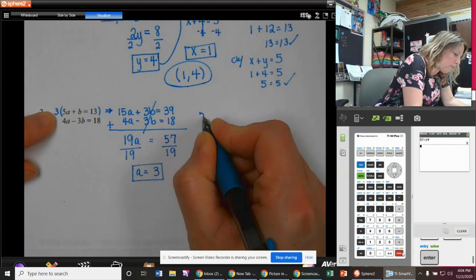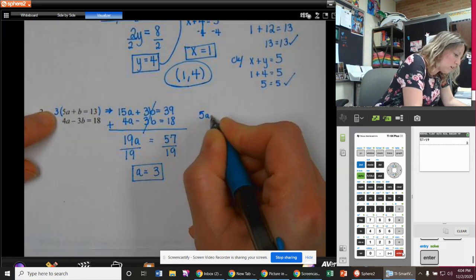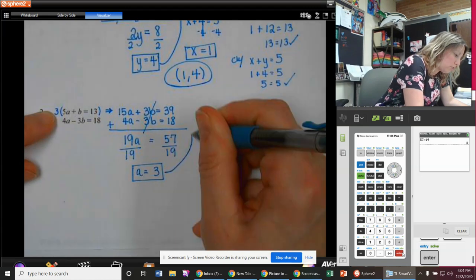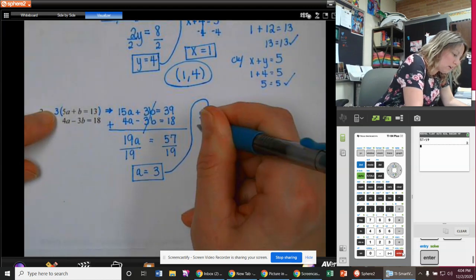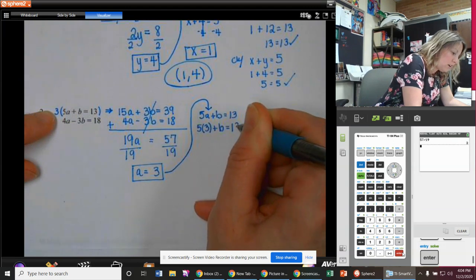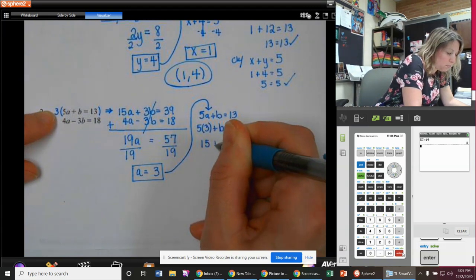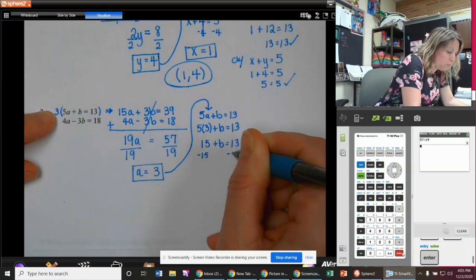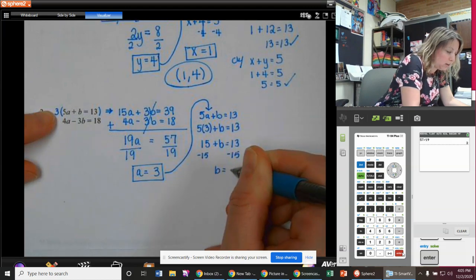So I'm going to rewrite 5a plus b equals 13. And what I'll do is I'll replace a with 3. So 5 times 3 plus b equals 13. Well, 5 times 3 is 15 plus b equals 13. To get b all by itself, I subtract 15 from both sides. I get b equals -2.